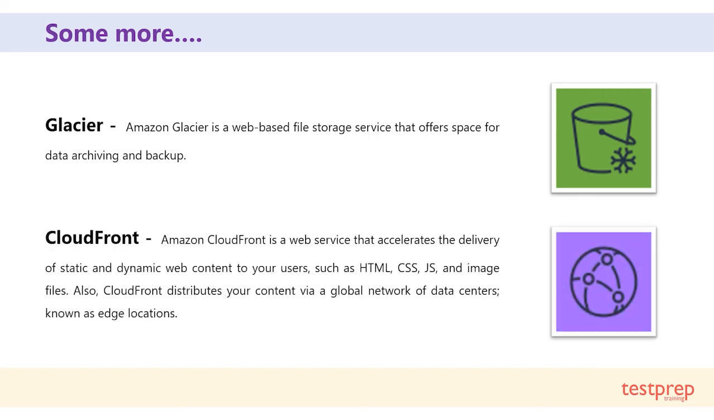Next is CloudFront. Amazon CloudFront is a web service that accelerates the delivery of static and dynamic web content to your users, such as HTML, CSS, JS, and image files. Also, CloudFront distributes your content via a global network of data centers, known as edge locations.